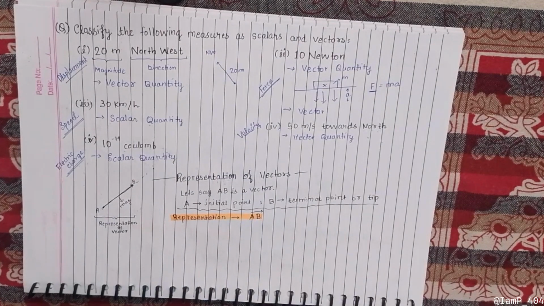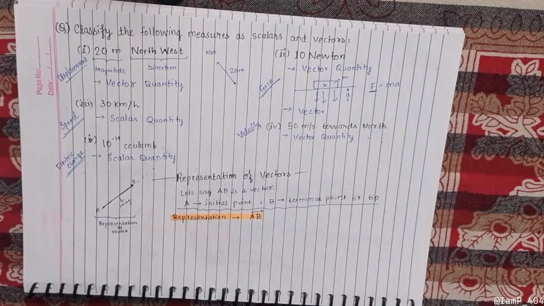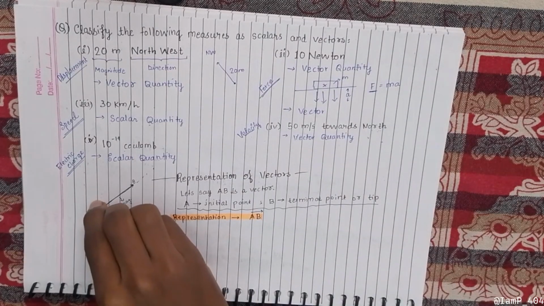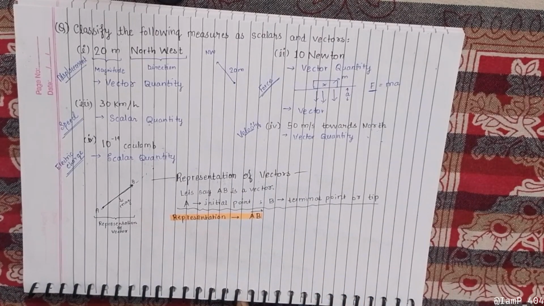In the direction we want to show, we just make the arrow in that direction. For example, if we are given the direction southwest, we will make an arrow in southwest. This is the main function of the arrow. The head of the arrow indicates the direction, and the length of the arrow represents magnitude.